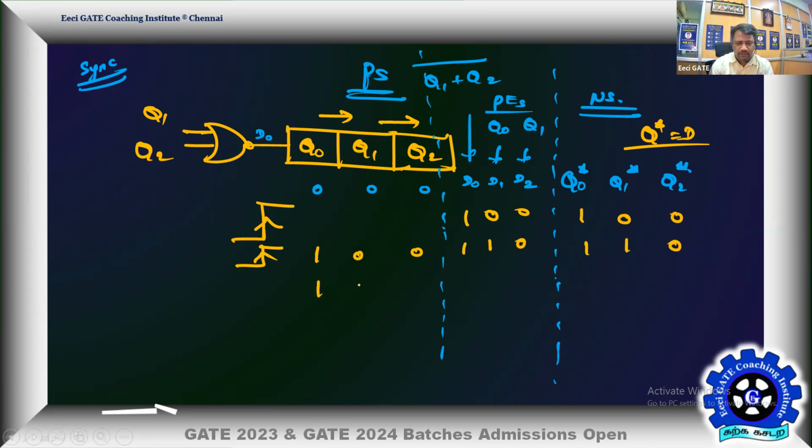So 1, 1, 0 is your present state. Then what do we get? Q1 NOR Q2 is 1 NOR 0, which is going to be 0. D1 follows Q0, that is 1. D2 follows Q1, that is also 1. The next clock arrives, so the state is going to be 0, 1, 1.